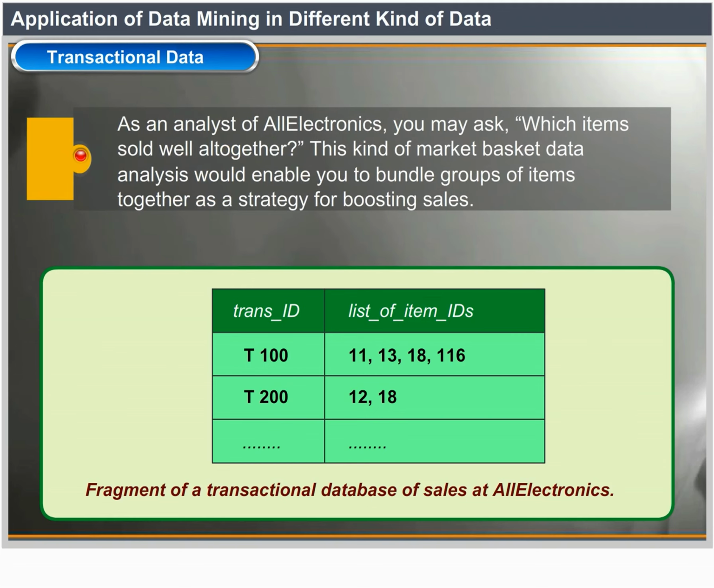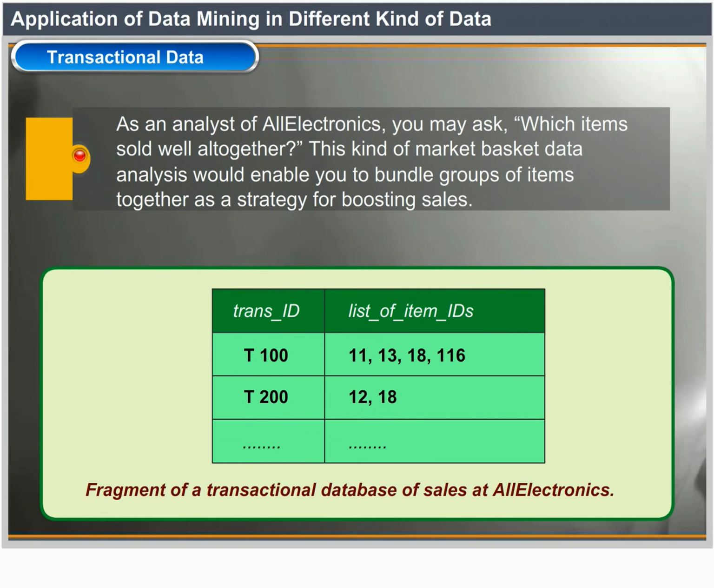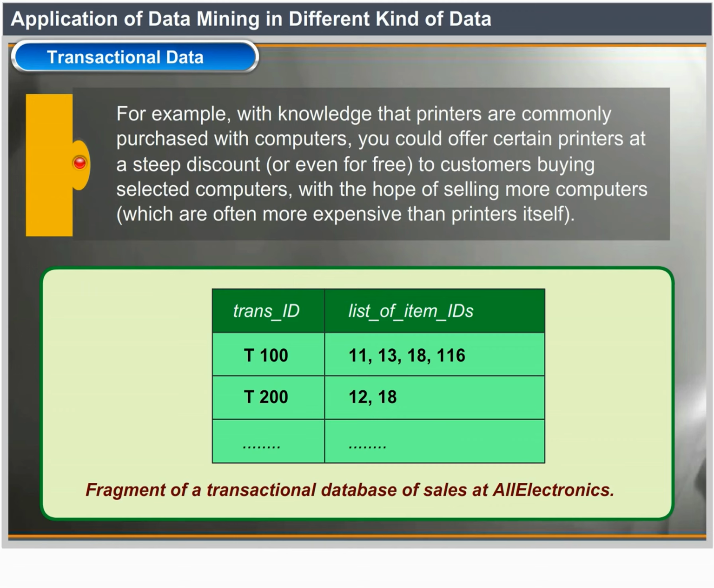As an analyst of All Electronics, you may ask, which items sold well together? This kind of market basket data analysis would enable you to bundle groups of items together as a strategy for boosting sales. For example, given the knowledge that printers are commonly purchased together with computers, you could offer certain printers at a steep discount, or even for free, to customers buying selected computers in the hope of selling more computers, which are often more expensive than printers.